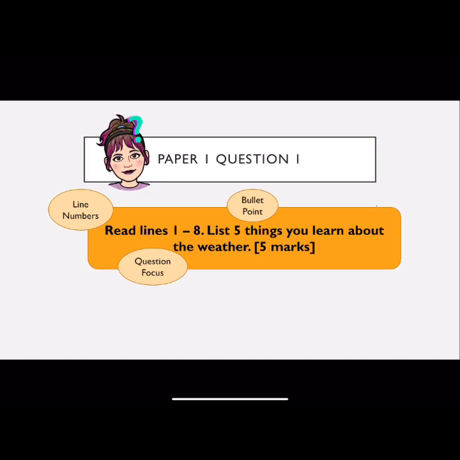Finally, this question is worth 5 marks. It's a nice and easy way to start the exam. It's a really good way to get some marks under your belt. Do your best here, but do not spend forever on this question. We usually suggest you only spend 5 minutes on question 1.